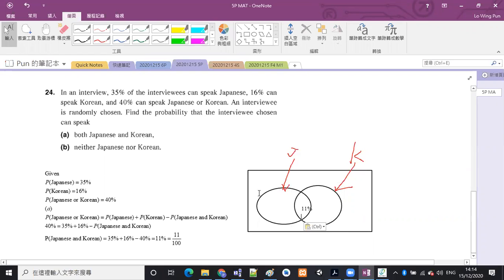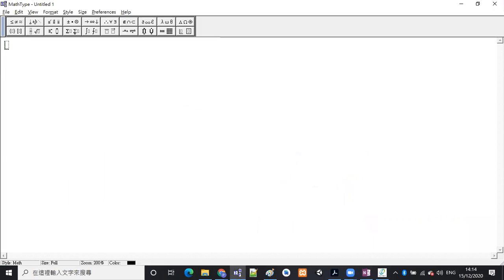Okay, and then only Japanese, because speaking Japanese contains 35%. And then, so this circle is 35%. But this part is 11%. So only Japanese will be 35 minus 11%. So that should be 24%.